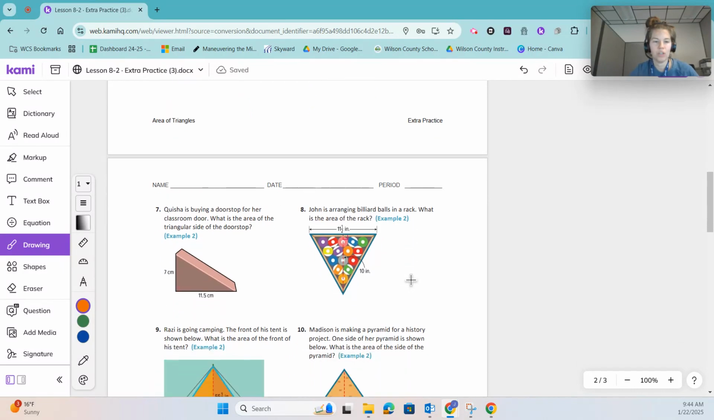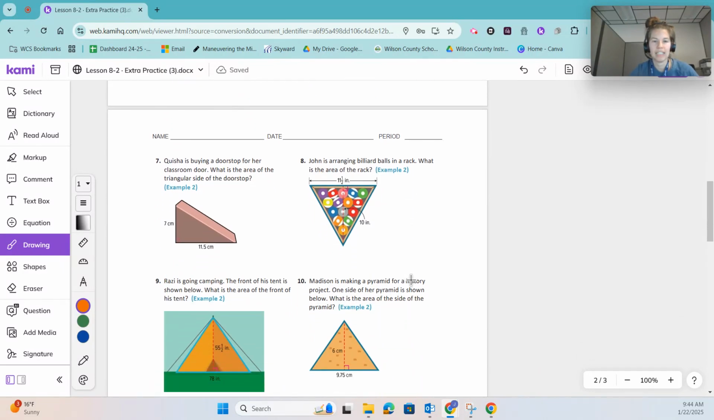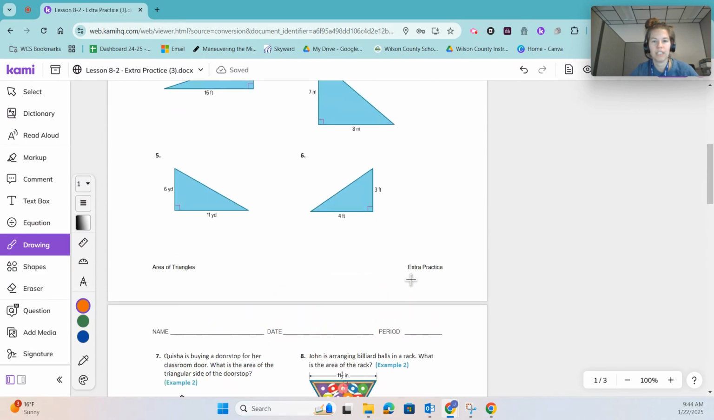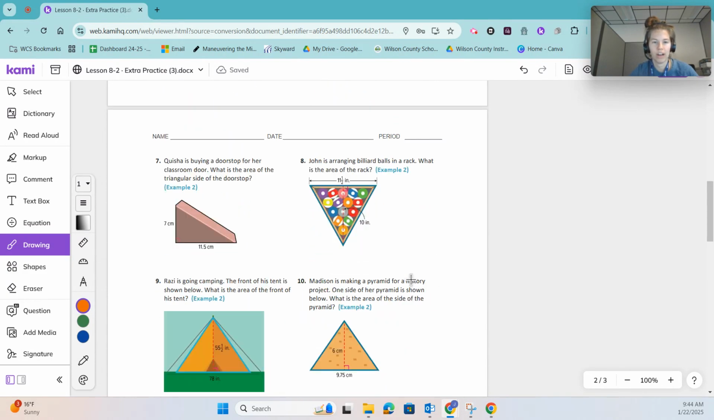Now, I want you to take a look at a different type. Those are all right triangles. Let's take a look right here on number 8. John is arranging billiard balls in a rack. What is the area of the rack? So this, again, the height needs to be at a perpendicular angle, which is not along the edge of the triangle. So it is this distance here in the middle.